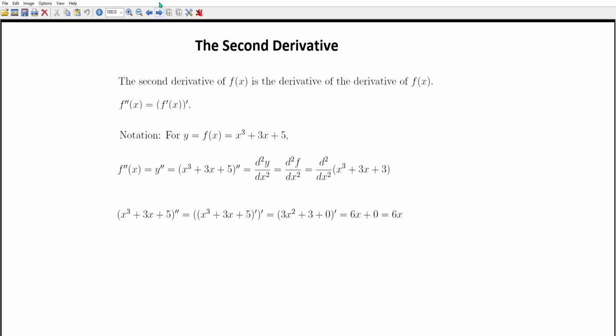Now let's actually do that. The second derivative of x cubed plus 3x plus 5 is going to be the derivative of the first derivative. The derivative of x cubed is 3x squared. The derivative of 3x is 3 times 1, or 3. The derivative of 5 is 0. That's the first derivative, but now we have to take the derivative again. The derivative of 3x squared is 3 times 2x, which is 6x. The derivative of 3 is 0, so the whole thing is 6x.